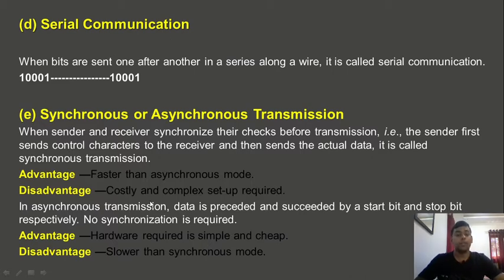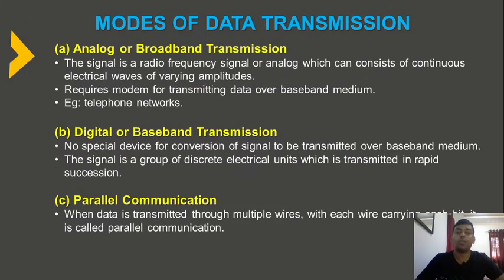So this is the basic difference between synchronous and asynchronous. In synchronous, we need synchronization. In asynchronous, there is no need of synchronization. Synchronization means sending a control signal from the sender to the receiver. In asynchronous, there is no such thing; data can be sent directly. But in synchronous, first control signals are transferred, and only then the actual data is transferred. So this is all about modes of data transmission.